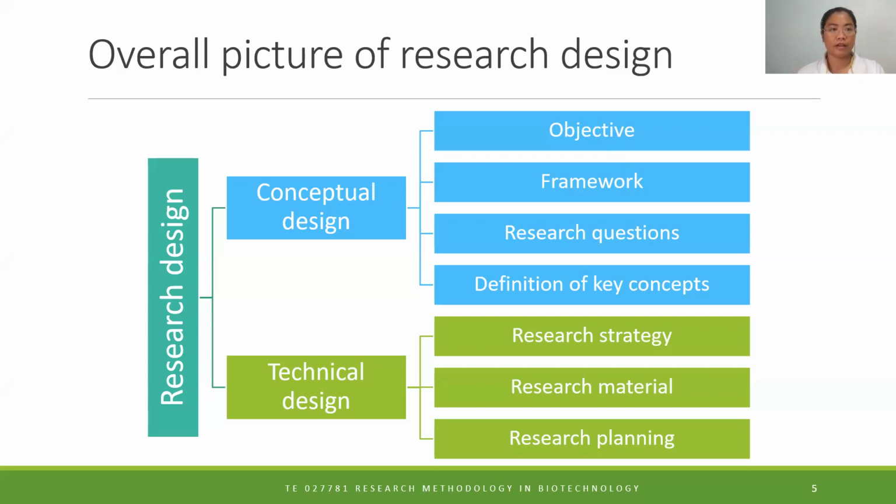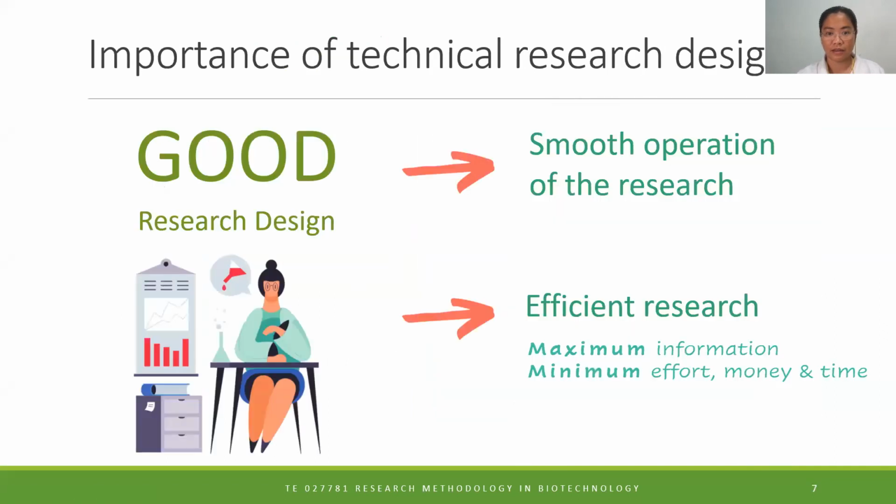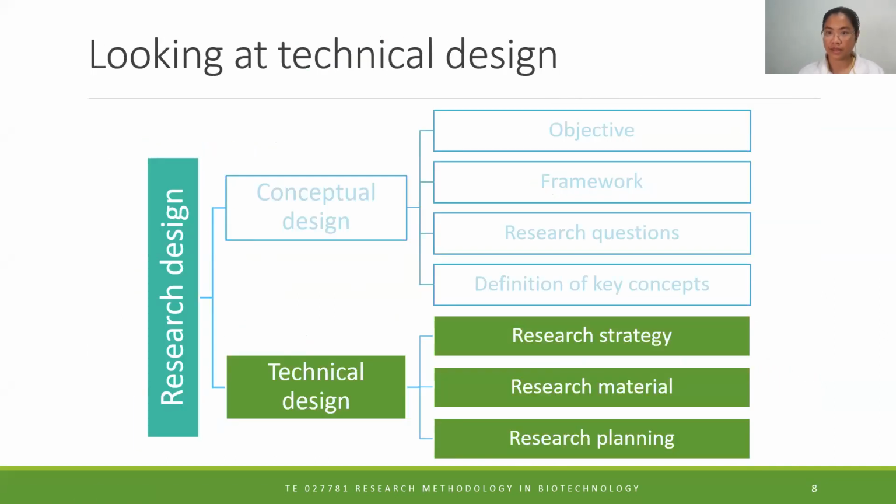Yesterday we finished off with this slide about the overall picture of the research design. So today, what I'm going to talk about is all the aspects of the technical design. Three of them in technical design, like I told you earlier, involve research strategies, research materials, and research planning.